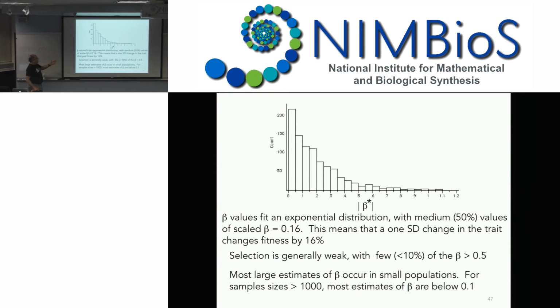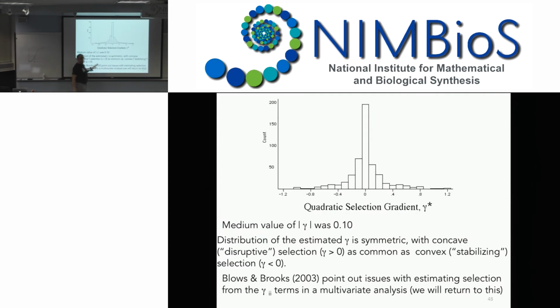Now, in beta, the sign doesn't really matter, right? The sign means you're either increasing or decreasing the mean, but the sign in gamma does. A negative gamma means you've got stabilizing selection. A positive gamma means you have disruptive selection. What do you see? It's symmetric about 0.